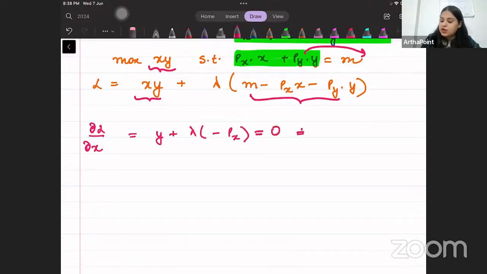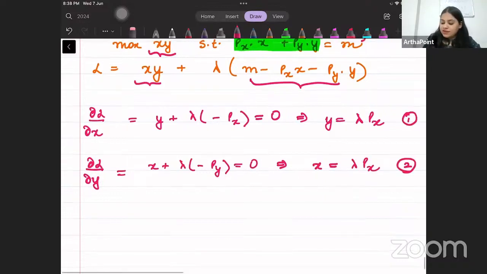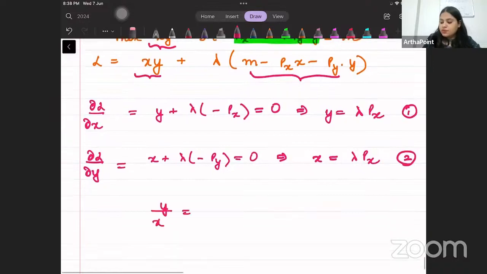From here, you will get the equation y is equal to lambda py. You will differentiate this with respect to y. You will get this. From here, you will get x is equal to lambda px. This will be equation 1. This will be equation 2. You will divide 1 by 2. This will be px by py. And you will get this.